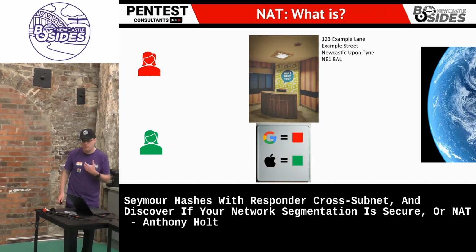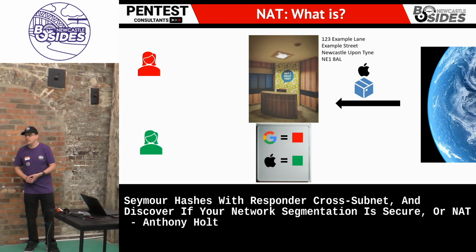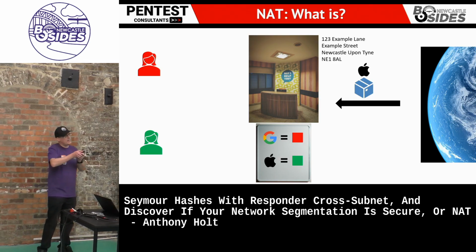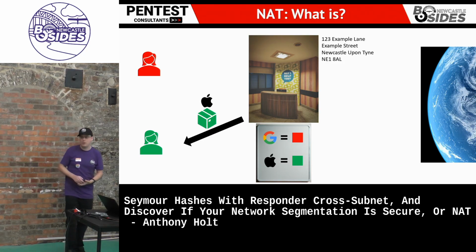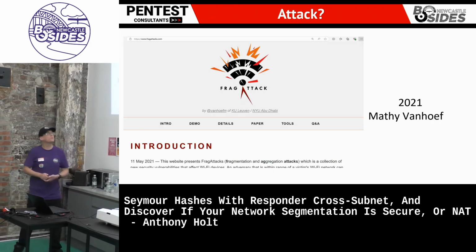Now, when a package comes back from the internet, we've got a decision to make. We need to decide, where is this package going? And what we do is we look at our network address translation table and we say, okay, well, they match. That goes to green. And we send the package to the green user on the green network, which is great.